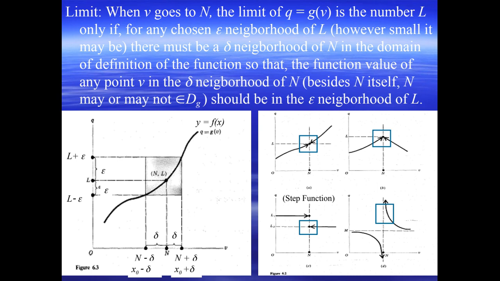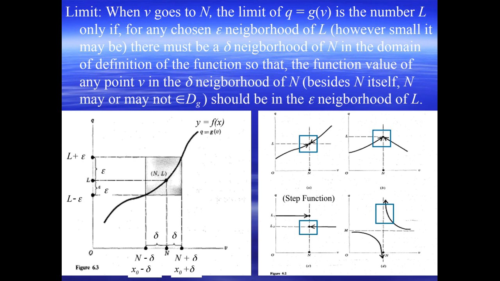So I repeat, when v goes to n, the limit of q equals gv of this function is the number L only if for any chosen epsilon neighborhood of L, however small it may be, and sometimes however big it may be as well, but in this case however small it may be, there must be a delta neighborhood of n in the domain of definition of the function, so that the function value of any point v in the delta neighborhood of n, besides n itself, n may or may not belong to the domain of definition, should be in the epsilon neighborhood of L. This is the formal definition of limit in mathematics.